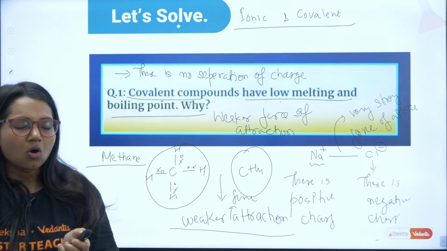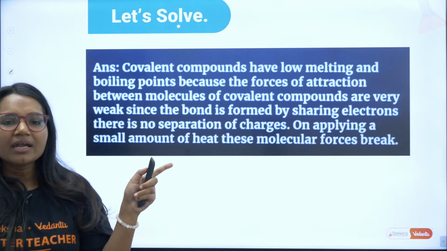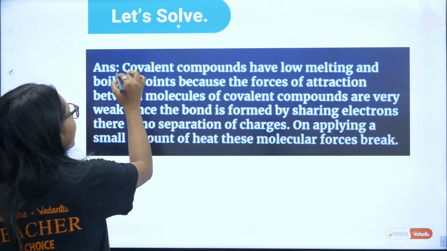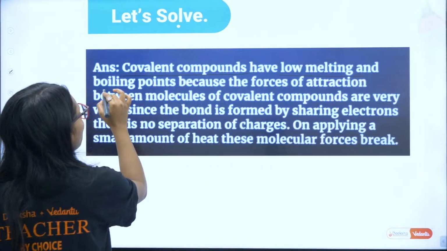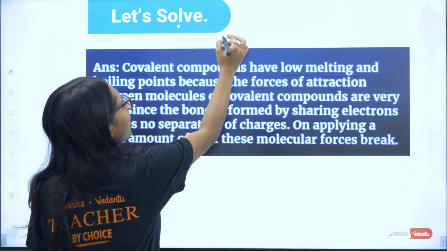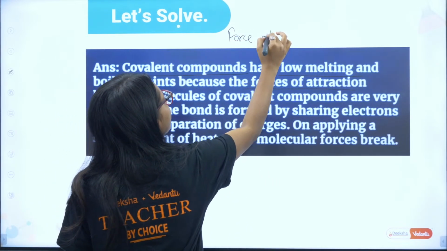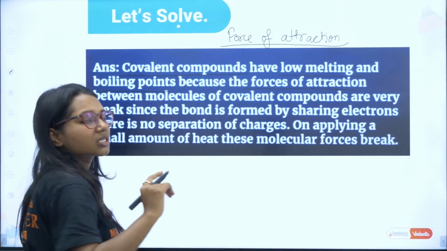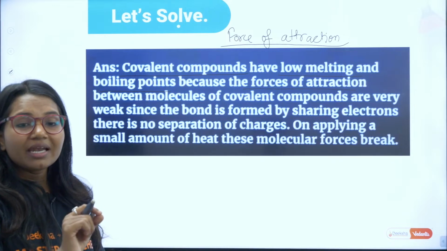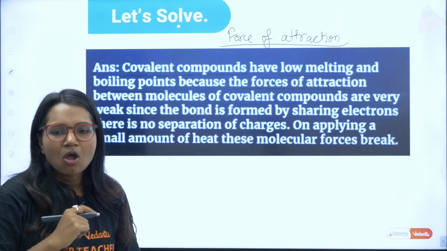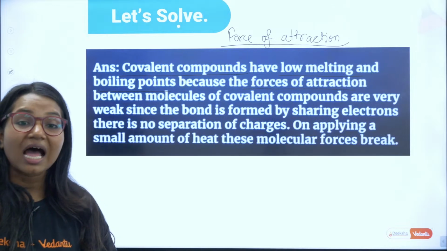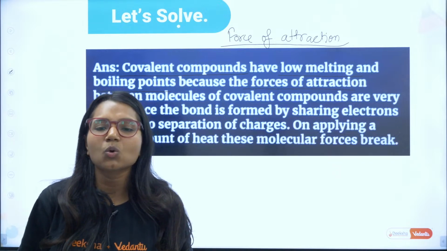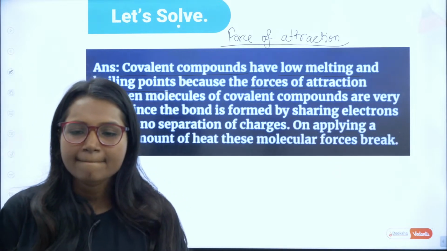So you guys have understood. Next question. Covalent compounds have low melting and boiling point because of weak force of attraction. You just have to mention this word. My dear students, do let me know in the comment box: force of attraction in covalent and ionic, where is it more?